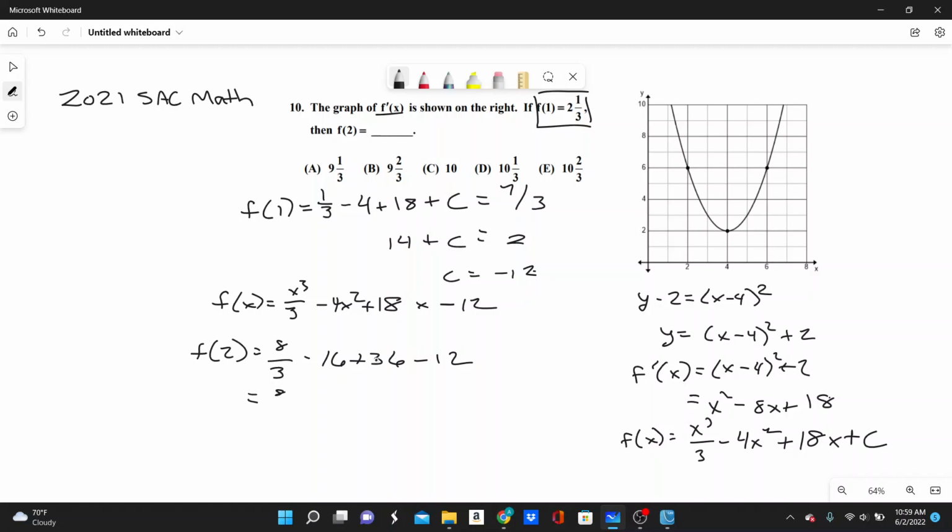So I'm going to deal with the whole number parts first. So I'll have 8/3. Negative 16 plus 36 is 20, minus 12 is 8. So 8/3 plus 8. 8/3 is the same thing as 2 2/3, and then plus 8. So we get 10 2/3, which is answer choice E.